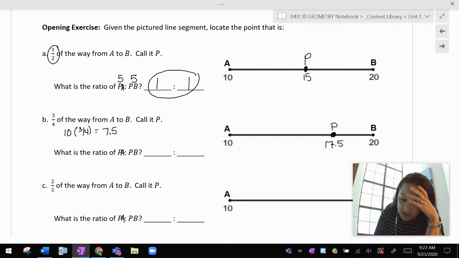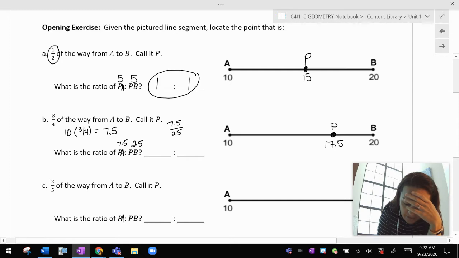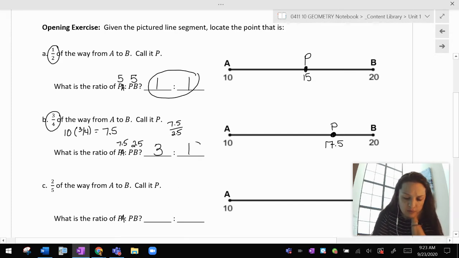So what's the ratio of PA to PB? PA is 7.5. And from P to B, that's going to give me 2.5. So 7.5 to 2.5 is like 75 to 25. That's a ratio of 3 to 1. Okay. So 3/4 of the way was the same as a ratio of 3 to 1.